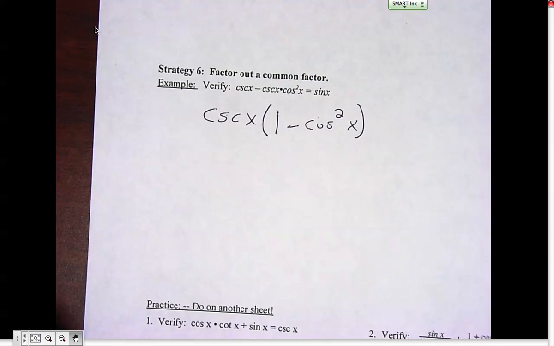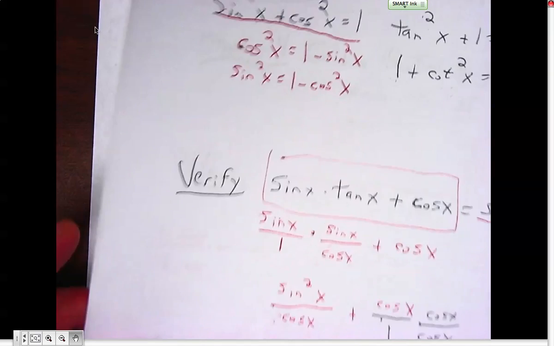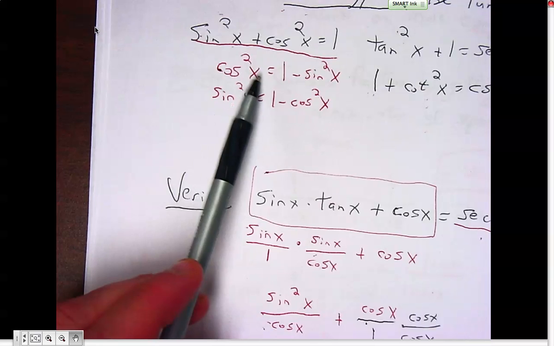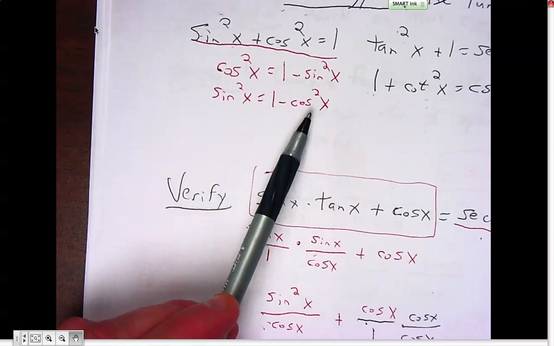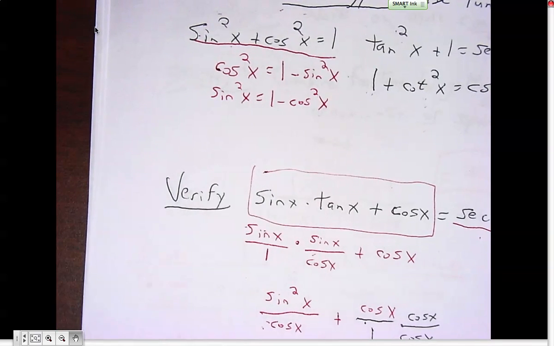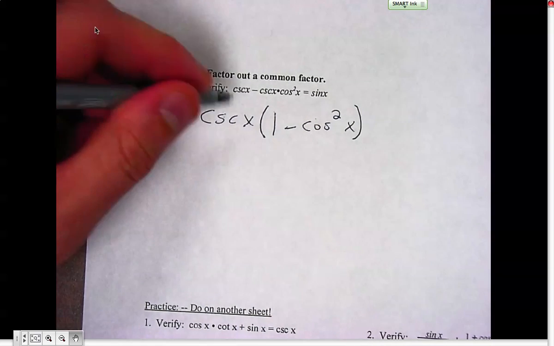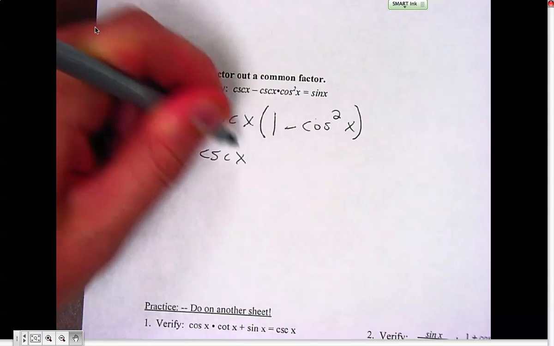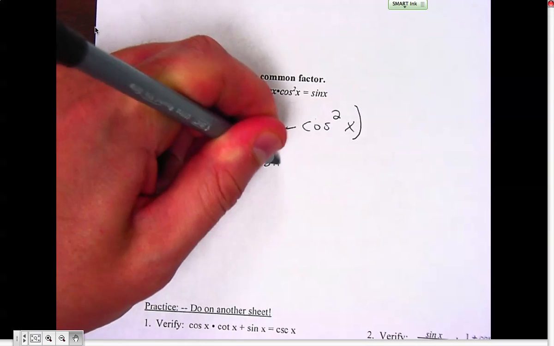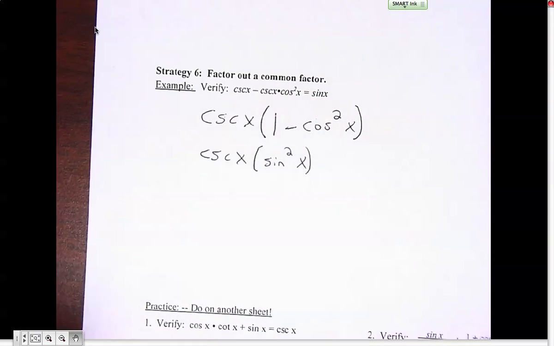And so now again, we're using some other strategies. And so when I see that cosine squared, I should definitely be thinking about some of my fundamental identities. And when I see 1 minus cosine squared, I should remember that, oh yeah, that's sine squared. And so that can definitely be a good substitution. And so cosecant of x times sine squared of x.